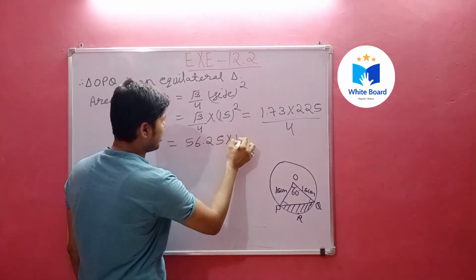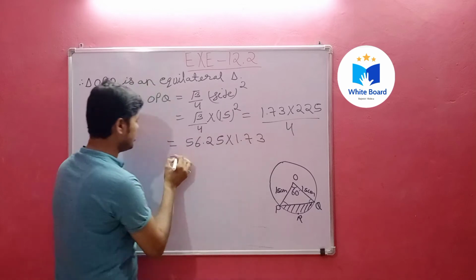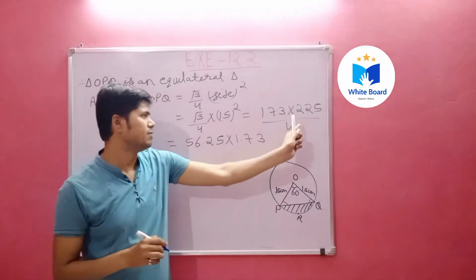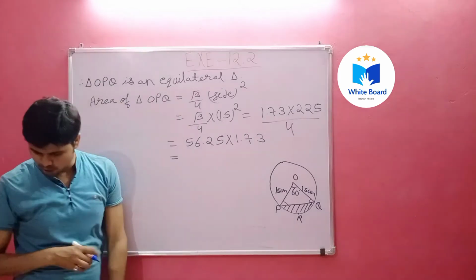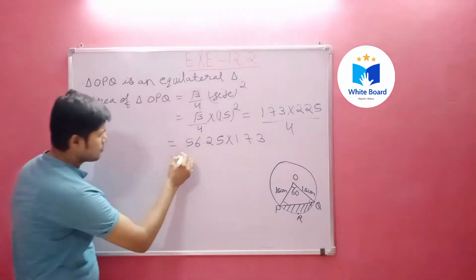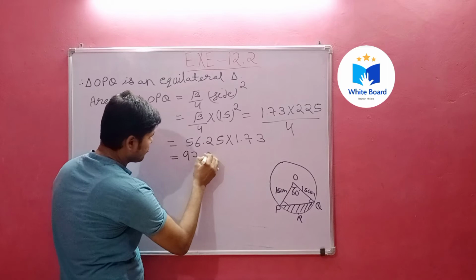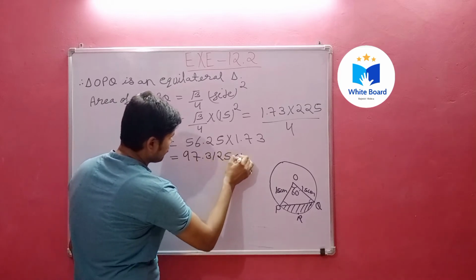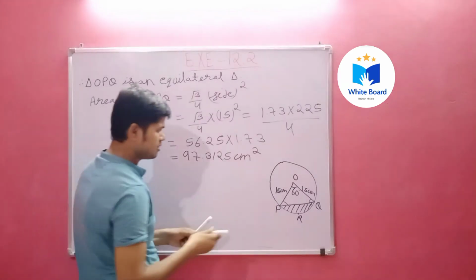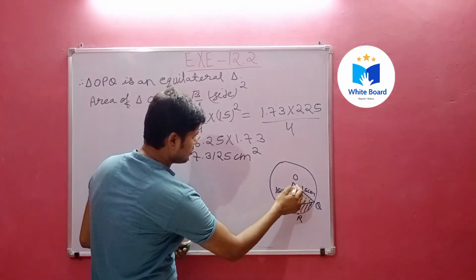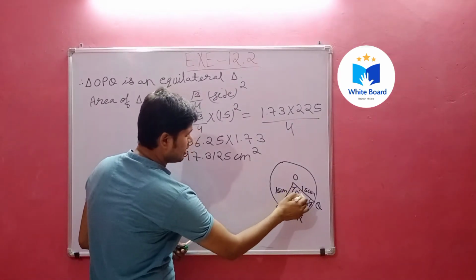Equal to 1.73 multiplied by 225 upon 4. Dividing 225 by 4, we get 56.25, and on multiplying by 1.73 we get the area of the triangle. This area of this triangle is denoted by the green shaded part.